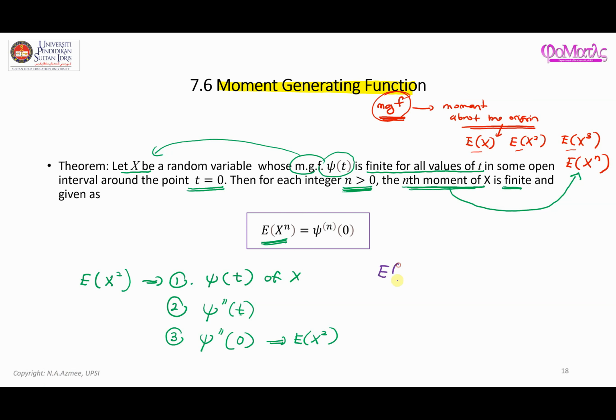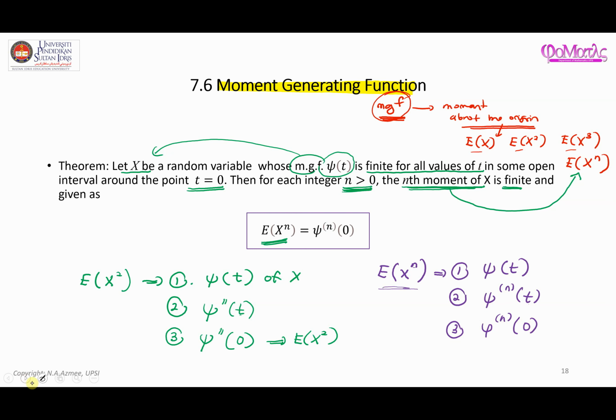Using the same idea, of course, you can find whatever nth moment you like to find, for example E[X^n]. Again, the first step is to find the MGF. The second step is to differentiate n times because you want the nth moment. The third step is to substitute the value of t equals 0, and you'll be able to get the nth moment. So that's the idea, a very simple idea.